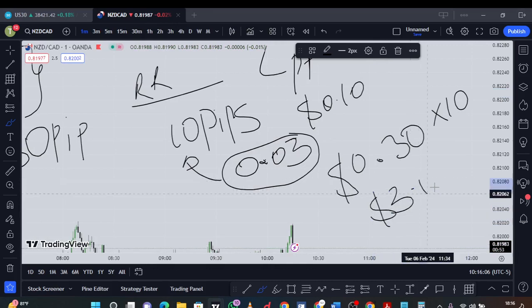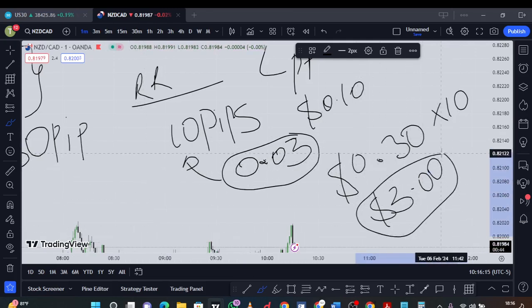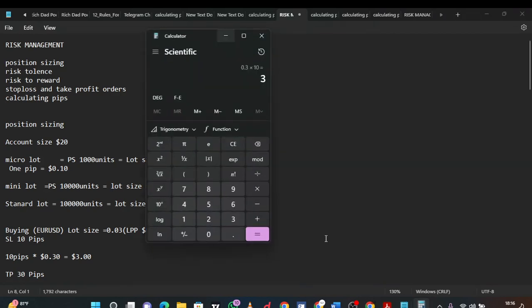We are losing on this trade. If we are to lose, that is the risk to reward. So tell me, if you're losing $3 on every trade, how many trades do you want to lose out your account?